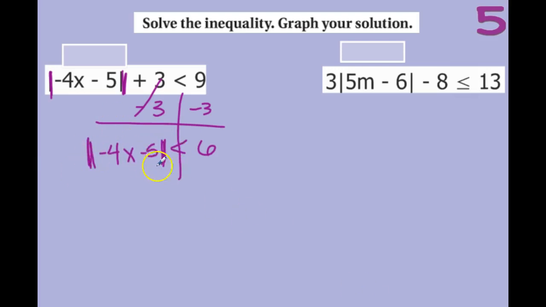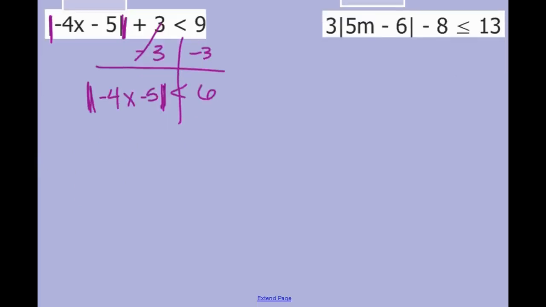I made my absolute value lines look fixed so that I know it's not just a 1. So now that I have my absolute value by itself, write two equations, one with the positive and one with the negative. Negative 4x minus 5 is less than 6, and negative 4x minus 5, we want a negative 6, so we need to flip our sign.